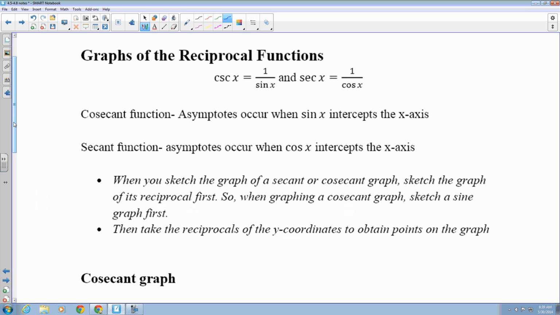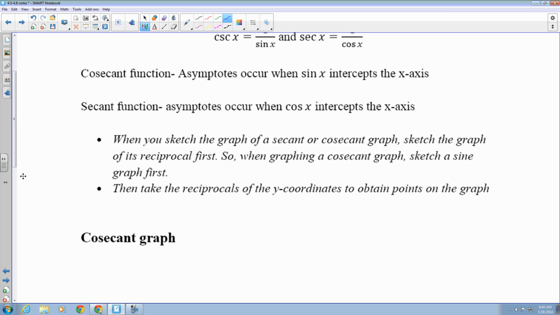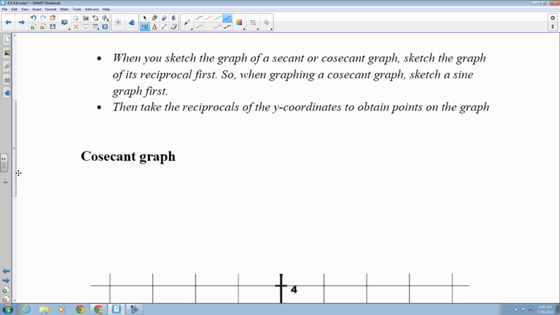Okay, we're going to talk about the two reciprocal functions, cosecant and secant. And they're going to have asymptotes as well. Cosecant will be wherever sine's equal to 0, secant will be wherever cosine's equal to 0. The steps that I want you to go through every time is to graph the corresponding sine or cosine function, and then all you're going to do is wherever there's a 0 to the sine or cosine function is where your asymptotes are going to be.